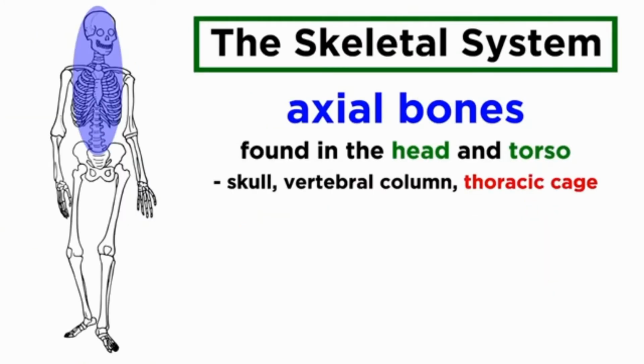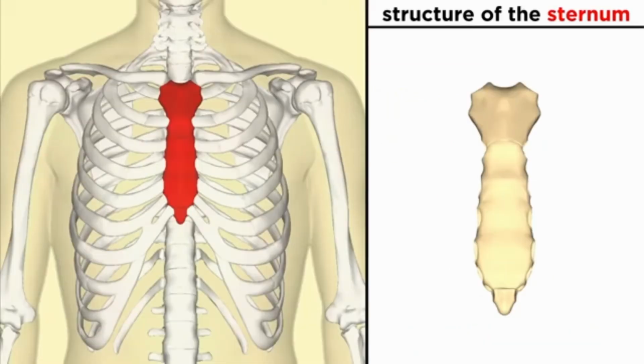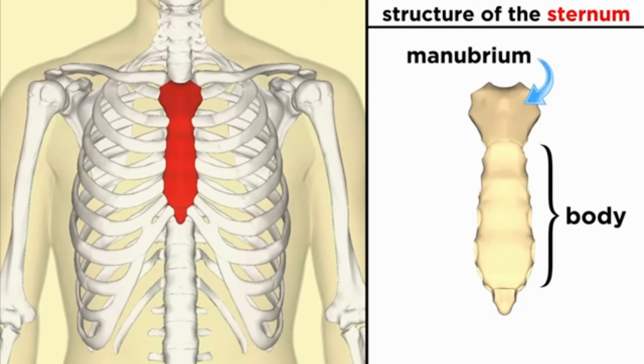The last part of the axial skeleton is the thoracic cage. This is essentially comprised of the sternum and the ribs, as well as a lot of costal cartilage. The sternum is a flat bone right in the middle of the thorax, and it is made from three smaller bones that have fused together. From top to bottom, these are the manubrium, the body, and the xiphoid process.